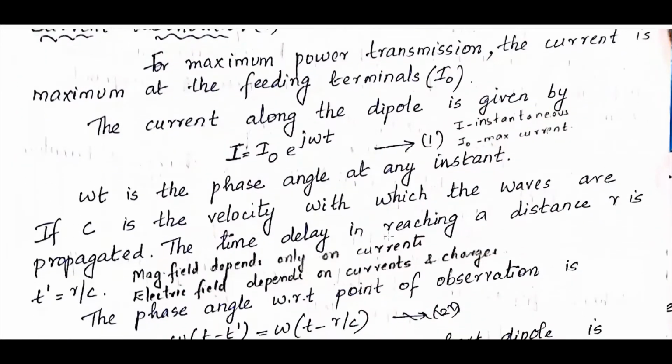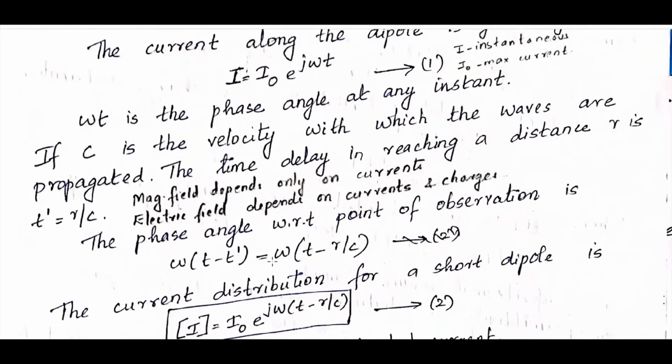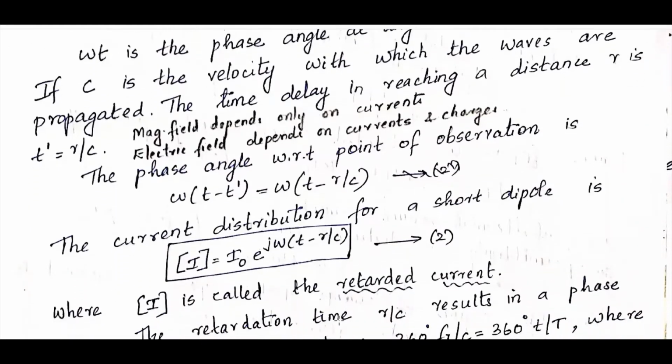So you have to modify the equation as omega of t minus t dash, where t dash is the delay, which is equal to R by C. So we can write the current distribution as I naught into e raised to j omega of t minus R by C. This is the equation for retarded current.